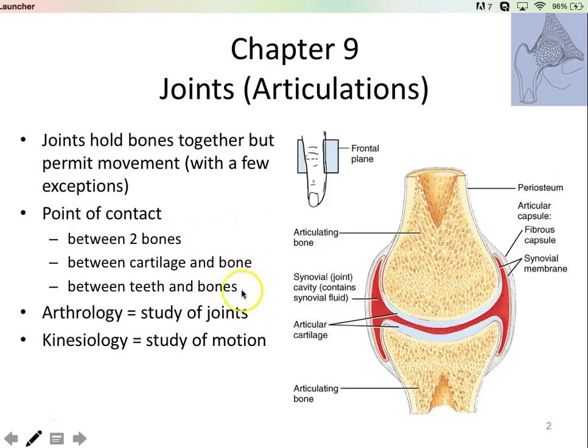Another type of joint that we'll end up seeing is between your teeth and the actual bone in either your mandible or your maxillary bone in your skull. And kinesiology is simply the study of motion.